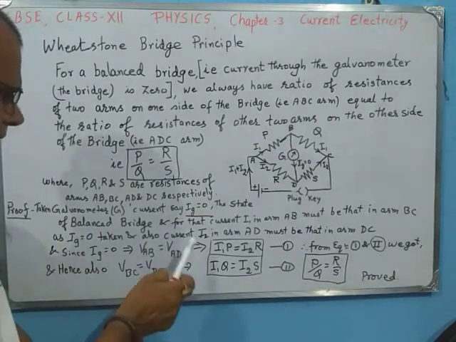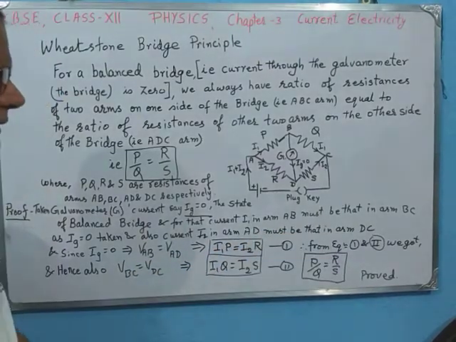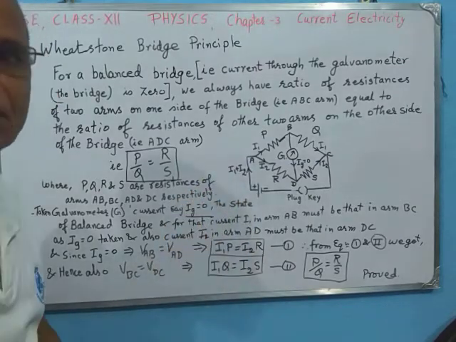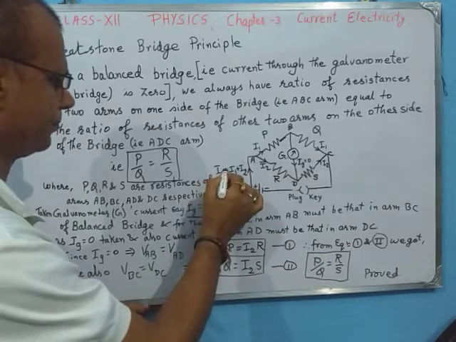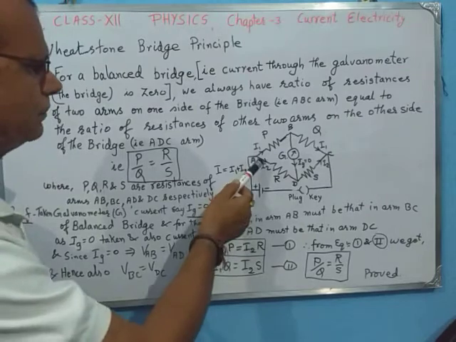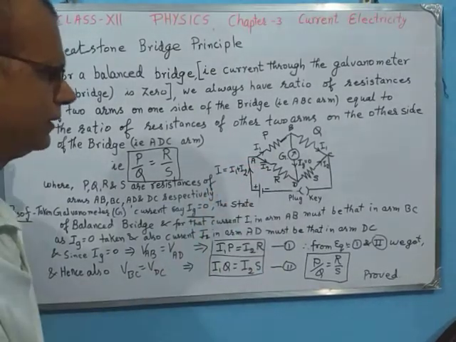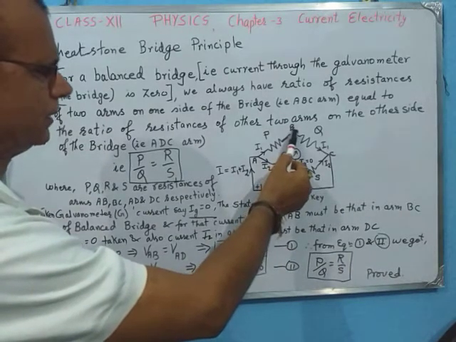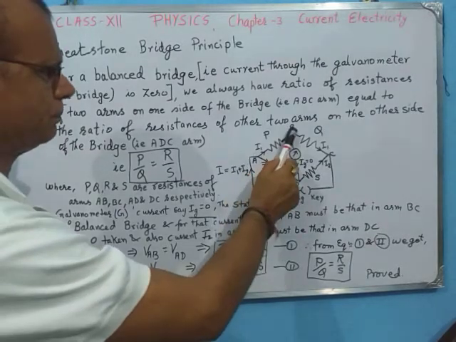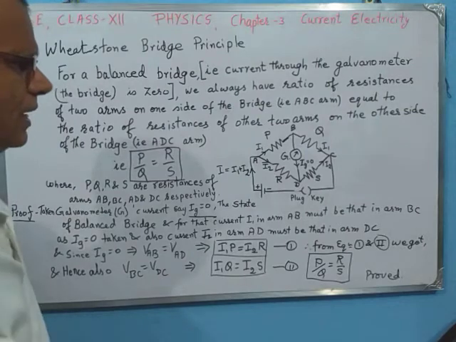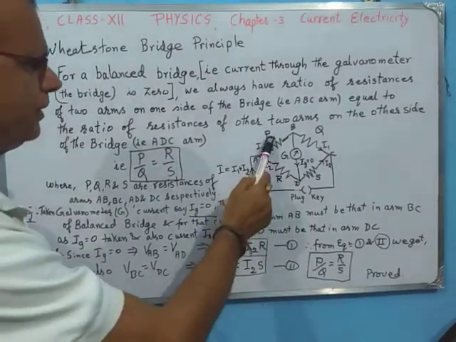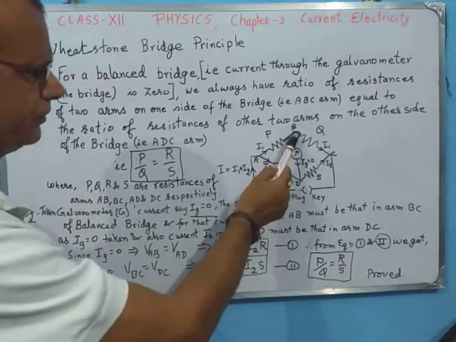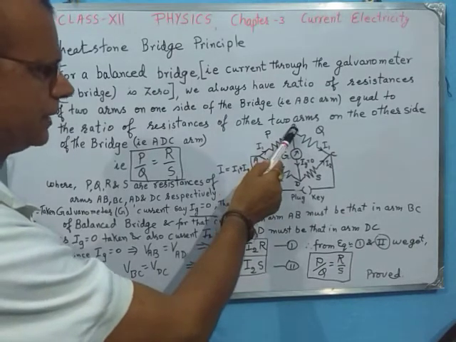For this state, the current I1 in the arm AB must be equal to the current in the arm BC. Say the cell is delivering a total current I equal to I1 plus I2. Some current I1 is flowing through arm AB, and the remaining current I2 is flowing through arm AD. Now, no current is flowing between B and D. That means the potential at B must be equal to the potential at D. And for that matter, we can write that I1 P must be equal to I2 R, because A is at a common potential at this end and no current is flowing across BD. Therefore, the potential at B must be equal to the potential at D.